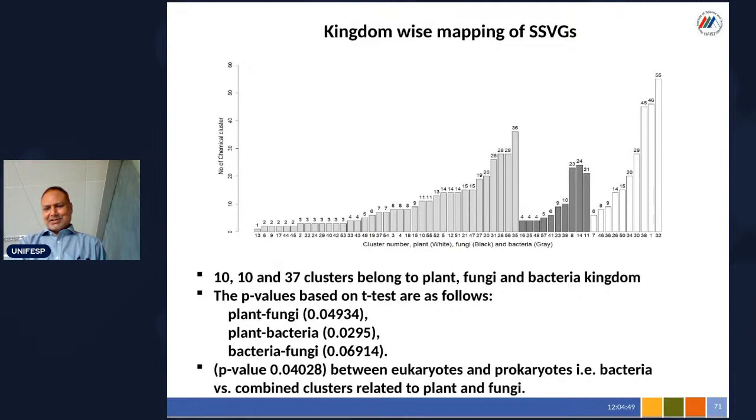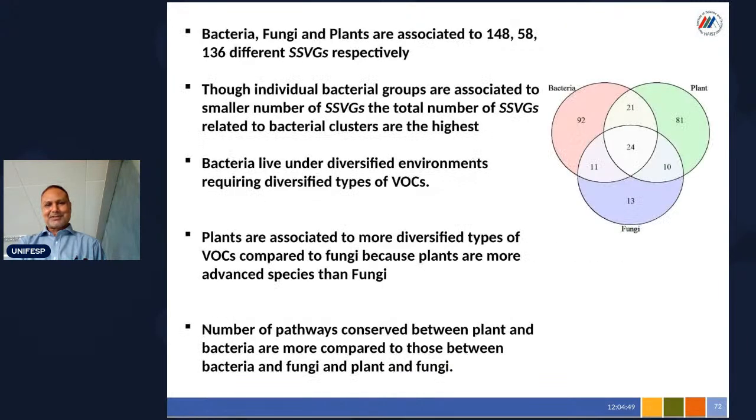We applied some t-tests here and tried to find out the relation between plant and fungus and bacteria and so on. So we got some conclusions, like though individual bacterial groups are associated with a smaller number of VOCs, SSBG is a structurally similar VOC group. The total number of VOCs related to bacteria clusters is the highest. And bacteria live under diversified environments from the polar region to the hot spring to different types of vessels, requiring diversified types of VOCs. And plants are associated with more diversified types of VOCs as an individual plant compared to fungi, because plants are more advanced species.